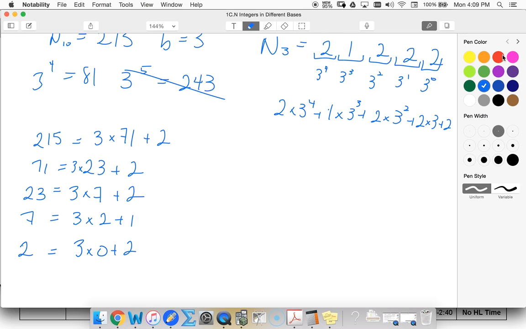Now what I'm going to do is take my remainders and write them in reverse order. So now I can say that 215 is equal to 2, 1, 2, 2, 2 in base 3. So I take all my remainders and write them in reverse order is the second algorithm.